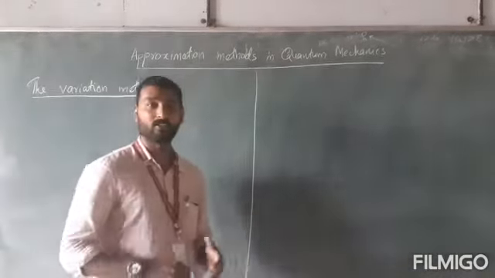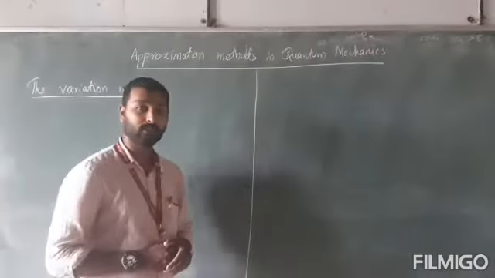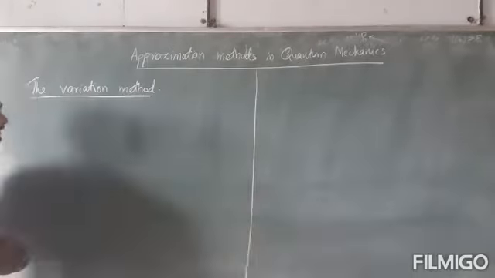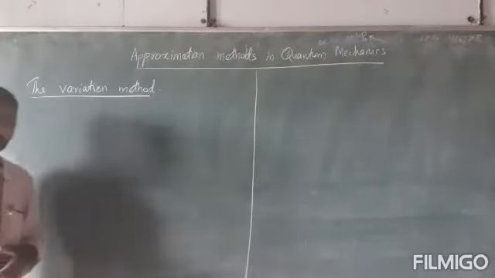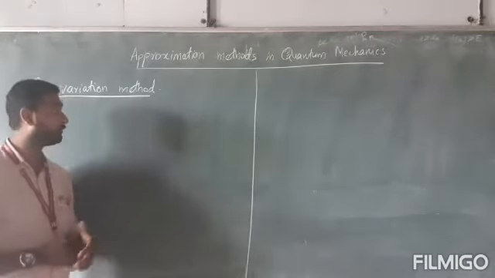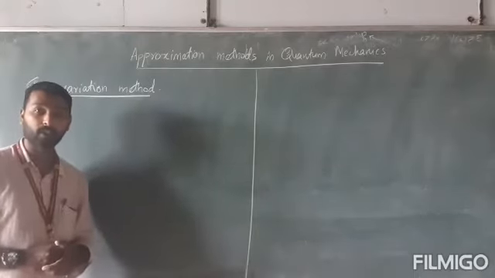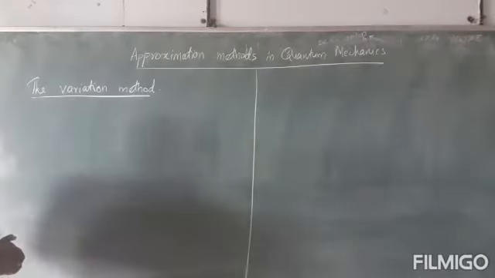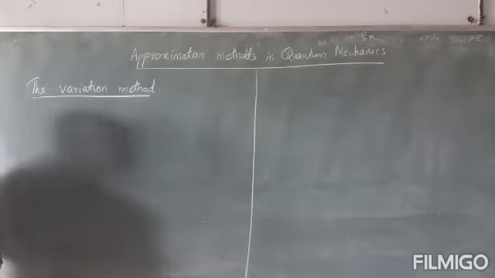So welcome back to our discussion on approximation methods in quantum mechanics. Today we are going to discuss the last approximation method in our syllabus, which is called the variation method. We have discussed many approximation methods in quantum mechanics. Particularly, I have discussed the WKB approximation, and you might have learned time-independent perturbation theory. And this is the last approximation method that we have to study according to our syllabus.